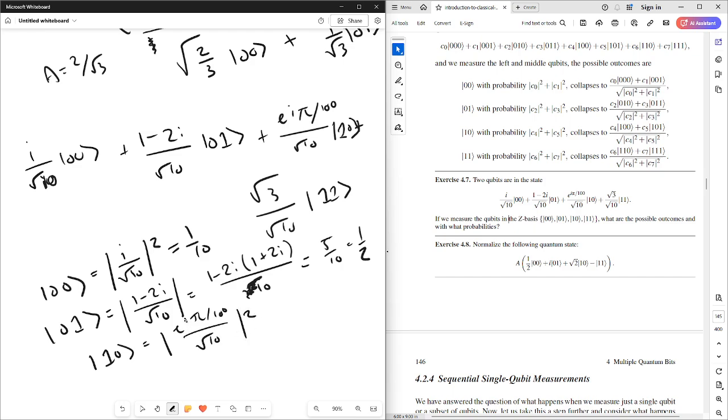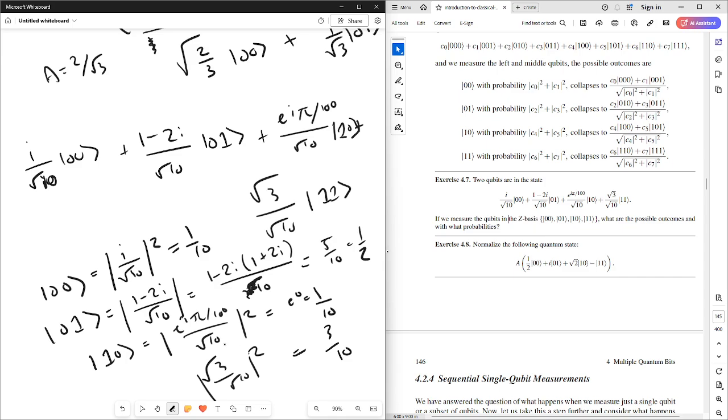So we know that when we take the complex conjugate of this and multiply it by itself, we get e to the 0. So it's e to the 0, which equals 1. And that's going to be over square root of 10 squared, so 1/10. And then our final one here, square root of 3 over square root of 10. Norm square for that, easy peasy. That equals 3/10.